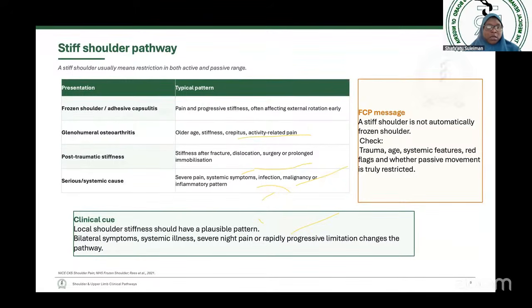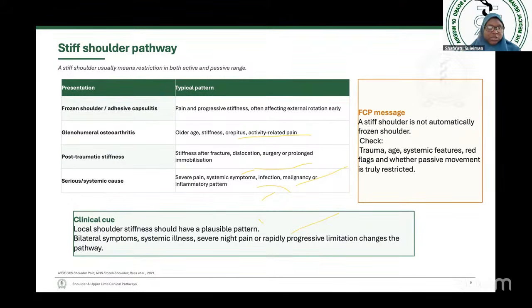This is a pattern. And in the case of post-traumatic stiffness, stiffness after a fracture or dislocation or surgery or prolonged immobilization, this could all lead to stiffness in the shoulder affecting the glenohumeral joint.